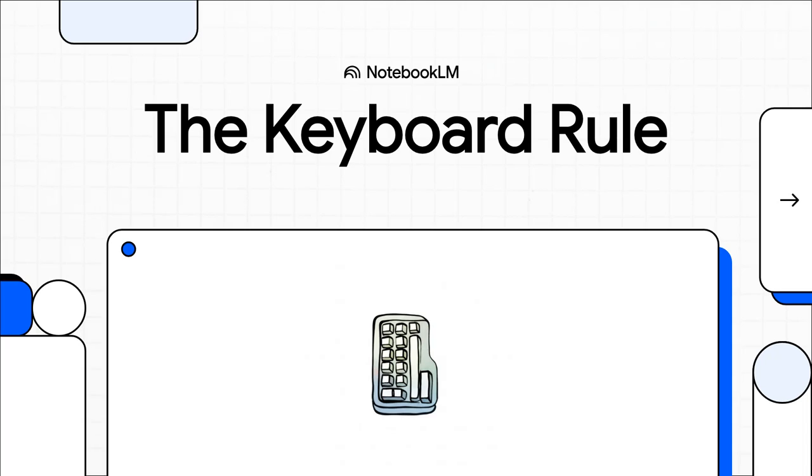Hey everyone, and welcome. Today we're going to dive into one simple rule that can literally unlock the entire internet for millions of people. It's a fundamental principle of web accessibility, and it all starts right here with your keyboard. So let's get into it.